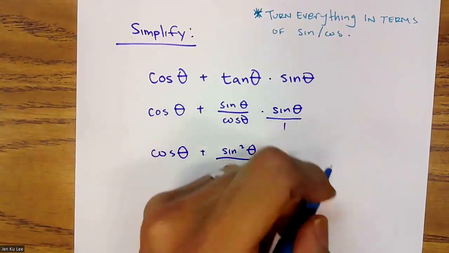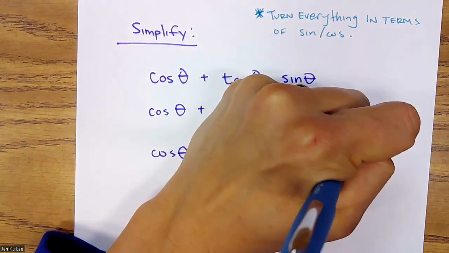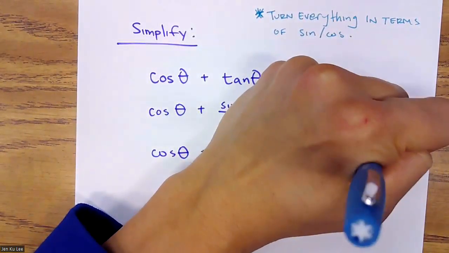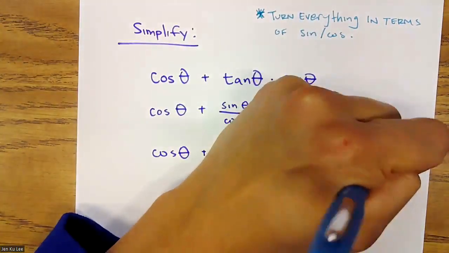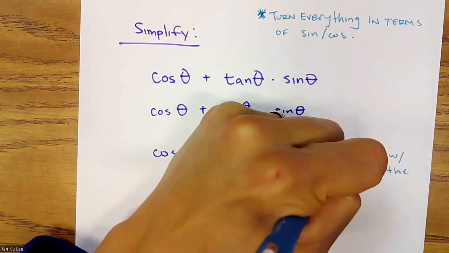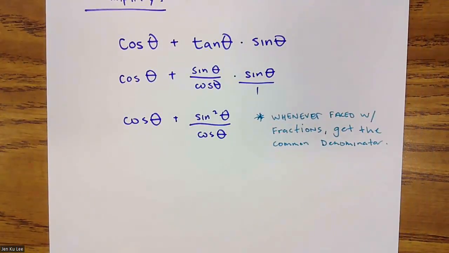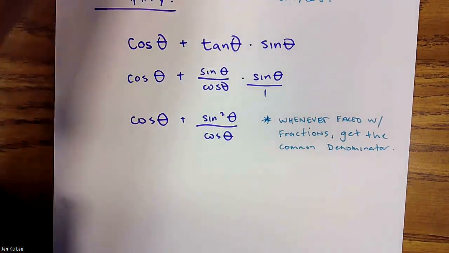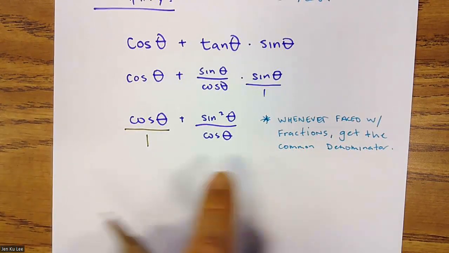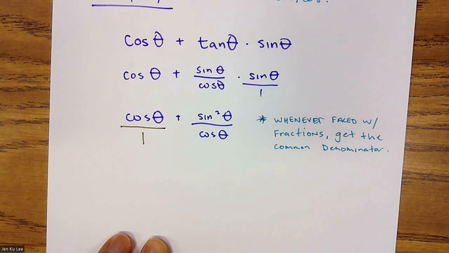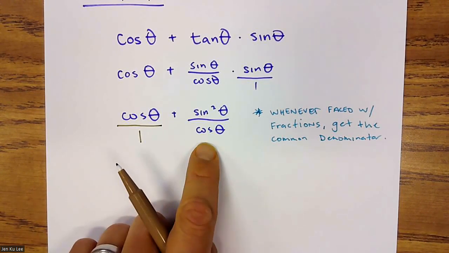Here's the third tip, okay? Whenever you're faced with fractions, simplify and get the common denominator. Not the lowest common denominator, just get any common denominator, okay? So if it's cosine plus sine over cosine, this is over 1, correct? So what is my common denominator between 1 and cosine? Between 1 and anything. Whatever that anything is, right?